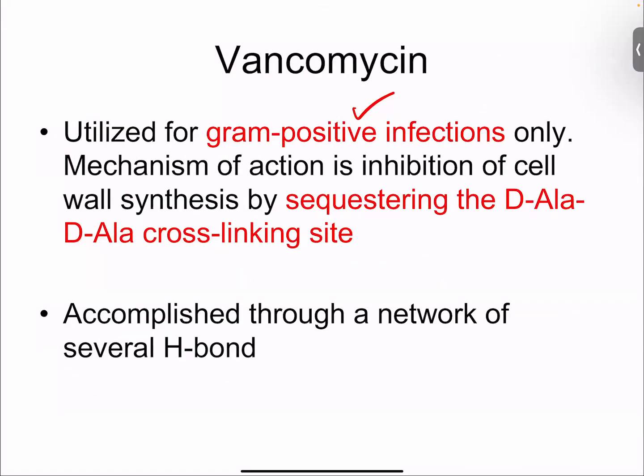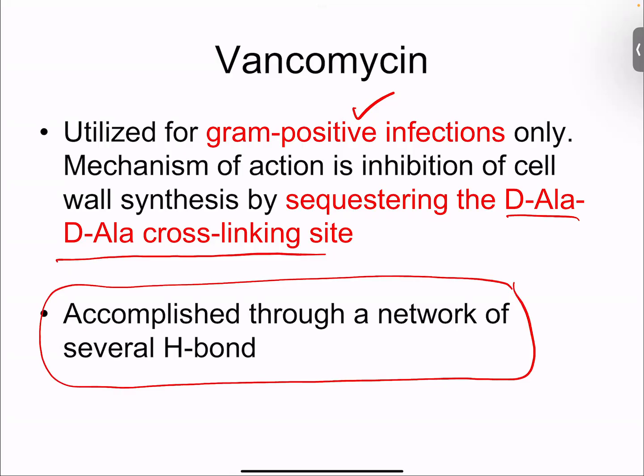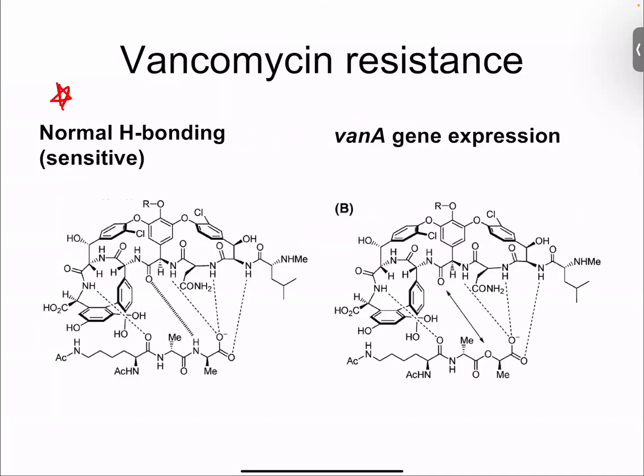And positive infections, it sequesters D-alanyl, D-alanine, and it binds to D-alanyl, D-alanine through some interesting H bonding interactions. So I want to focus your attention on the left side of the screen. This is our cyclic glycopeptide, vancomycin. And in here is D-alanine, D-alanine. And remember, the penicillin binding protein serine residue wants to come up and attack that particular carbon to zipper the peptidoglycan together.